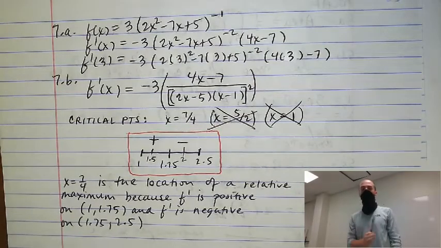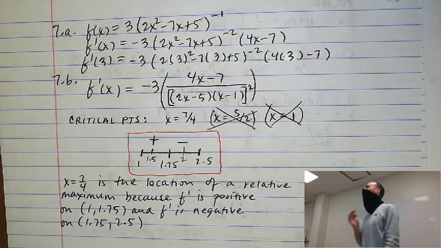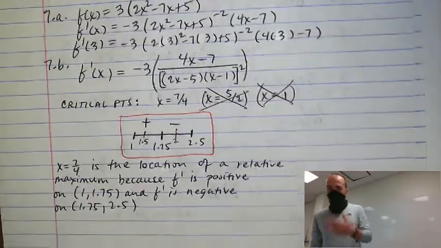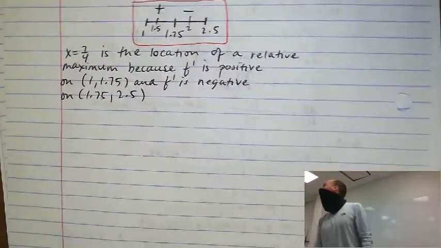Okay, now you can say f prime is positive. F prime changes from positive to negative at x equals 1.75. That might actually be a better way to write that. I just didn't. And that works also. Yes?